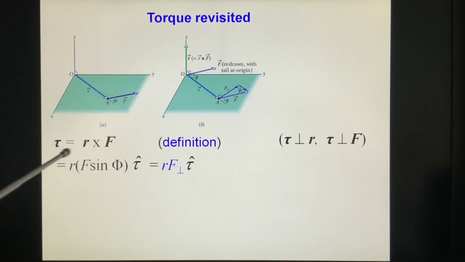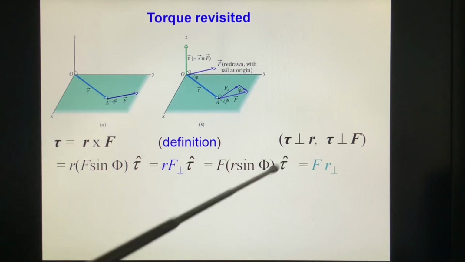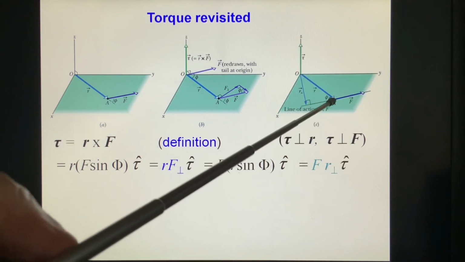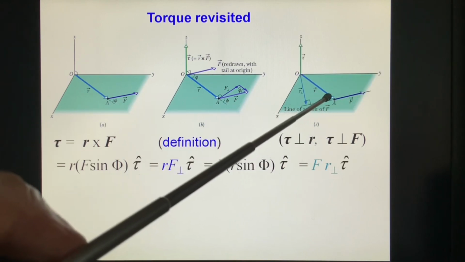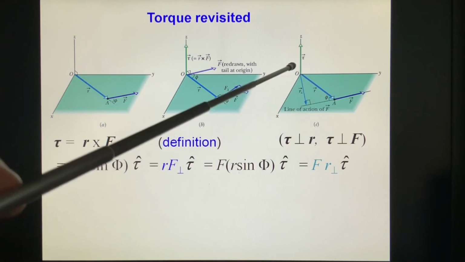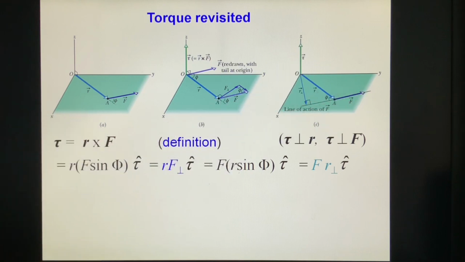Also, we can combine R sine phi with F. What is R sine phi? We call it R perpendicular. Look at this: this is F, this is R, this is phi. R sine phi is this one, the component of R perpendicular to F. So finally, torque equals R F perpendicular, or F R perpendicular.